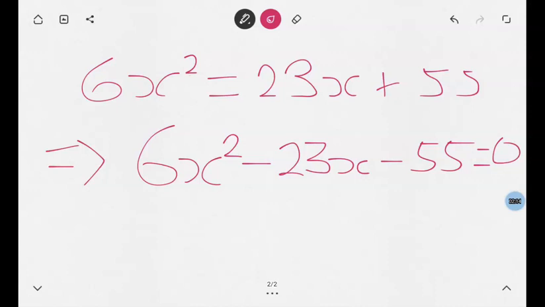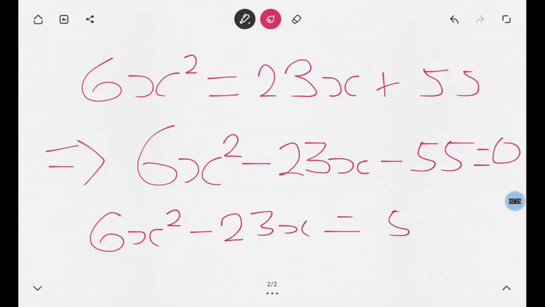So your question now becomes 6x squared minus 23x, and this will be equal to 55. That is equating everything to the constant. So now we have 6x squared minus 23x equal to the 55, that is the constant.